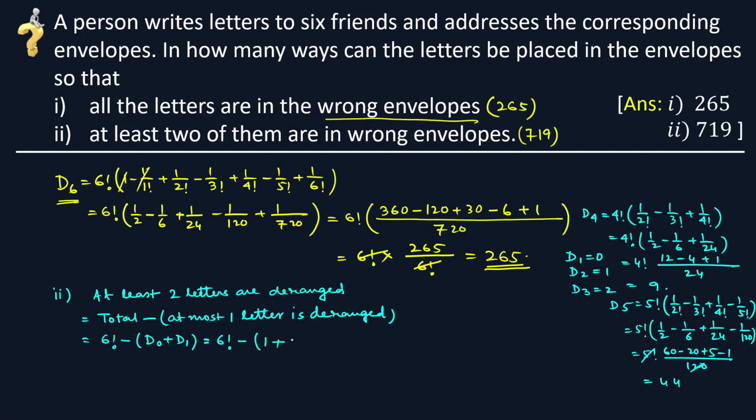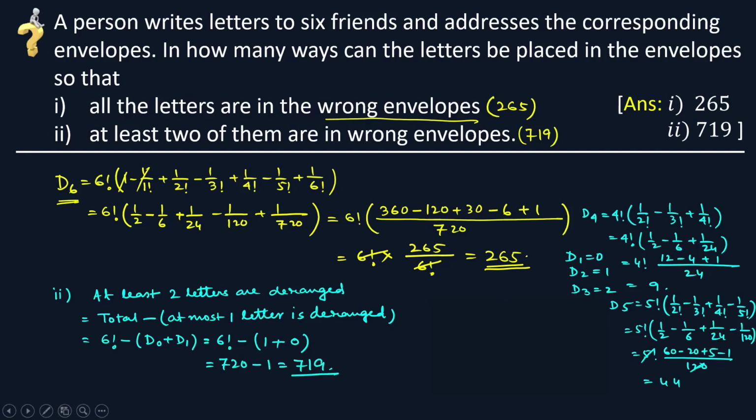And what is your D1? D1 means one letter is deranged, while the other 5 letters are in their right envelopes. Now, when the 5 letters are in the right envelope, then we are left with one letter and one envelope, which is the self-addressed envelope. So, one letter cannot be deranged when 5 letters are in their right envelopes. Hence, D1 is 0. 0 ways. So, the total number of ways where at least 2 letters are deranged is 720 minus 1, that is 719.